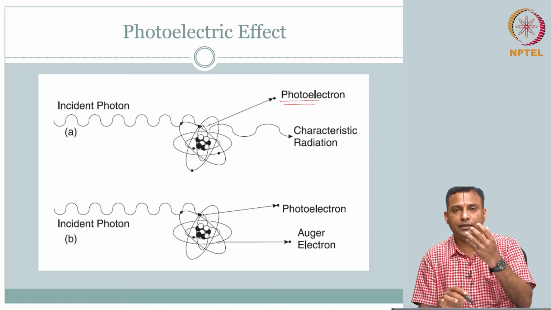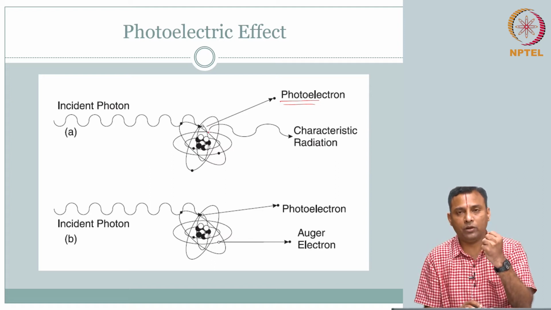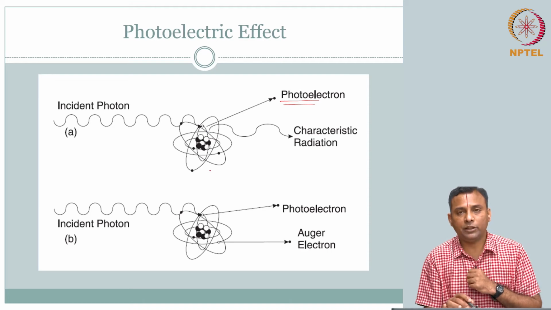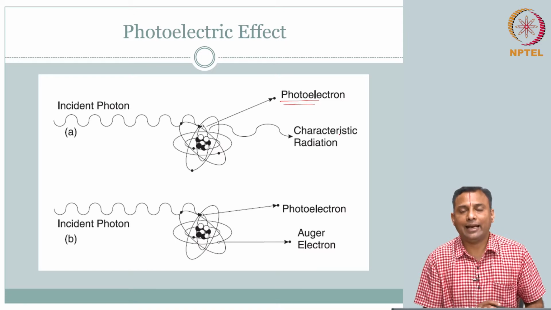Once that happens, the atom is in an excited state; it is ionized. So, it will now try to come back to the ground state by rearrangement of the electrons from the outer shell to the inner shell, and that gives you your characteristic radiation.